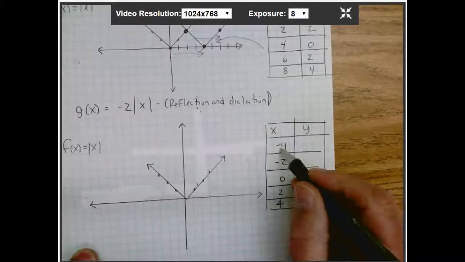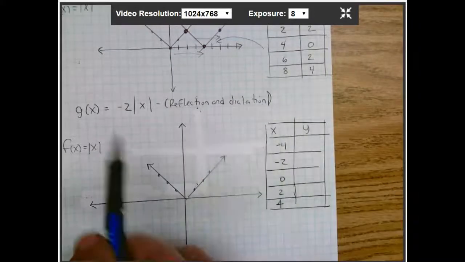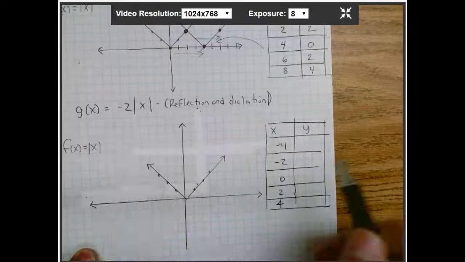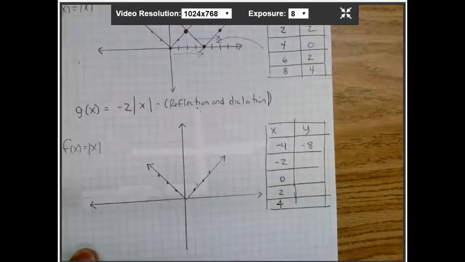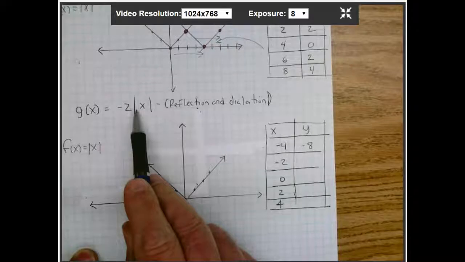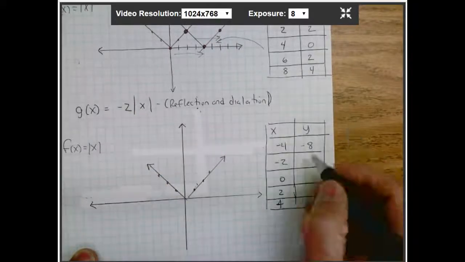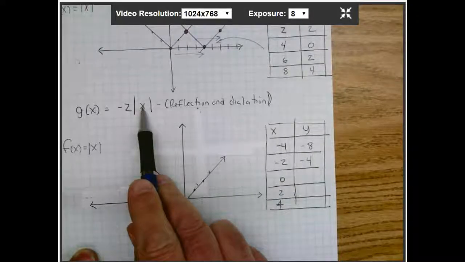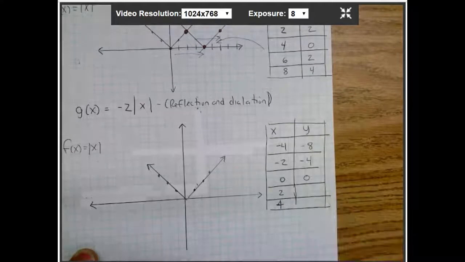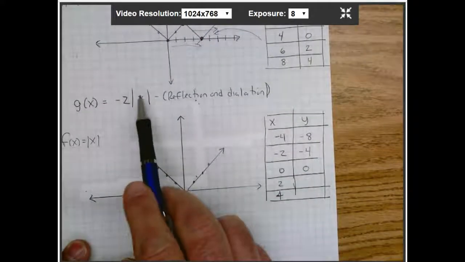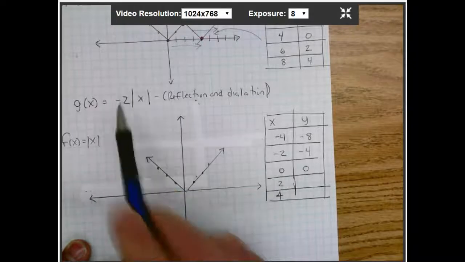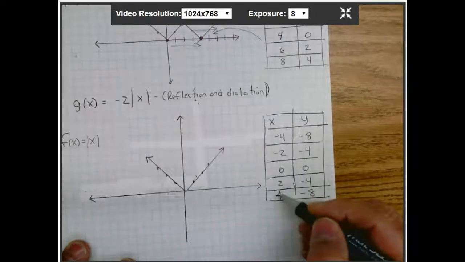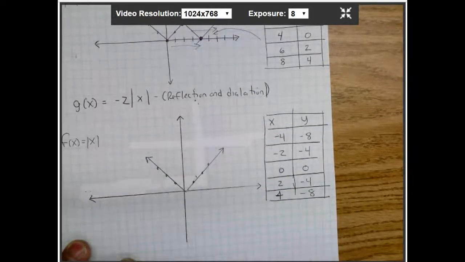So if we start with -4. The absolute value of -4 is 4, and then 4 times -2 is -8. That's our first point. Then -2, so the absolute value of -2 is 2, then 2 times -2 is -4. Then 0, plug it in there. 0 times -2 is going to be 0. They're both 0. And then 2 is going to be 2. The absolute value of 2 is 2. Then times -2 is going to be -4. And if we did 4, we'd get the same. The 2's and the 4's are going to be the same because we're just multiplying by a negative.